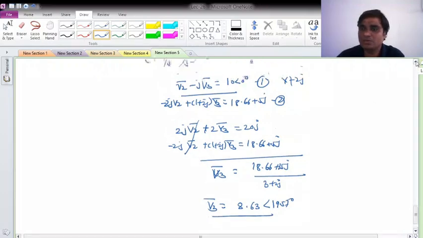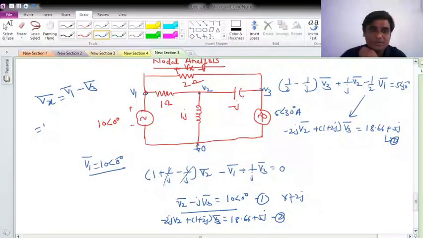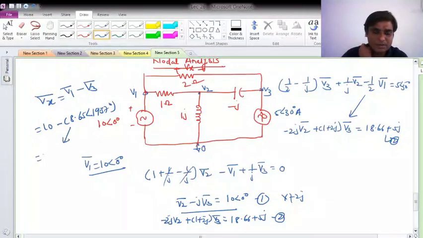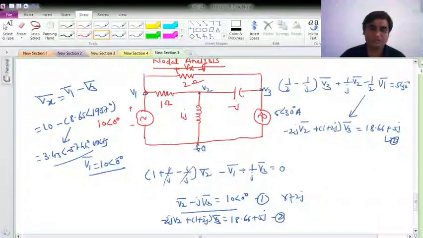Okay, so now let us go to the circuit. I know V3 phasor, I know V1 phasor. What will be Vx phasor? Vx phasor simply will be the difference between V1 phasor and V3 phasor. So V1 phasor was 10 and V3 phasor was 8.65 with angle 9.57 degrees. If you solve, it will be 3.43 with angle minus 57.44 degrees volts. Okay, which is the same as we obtained using mesh.